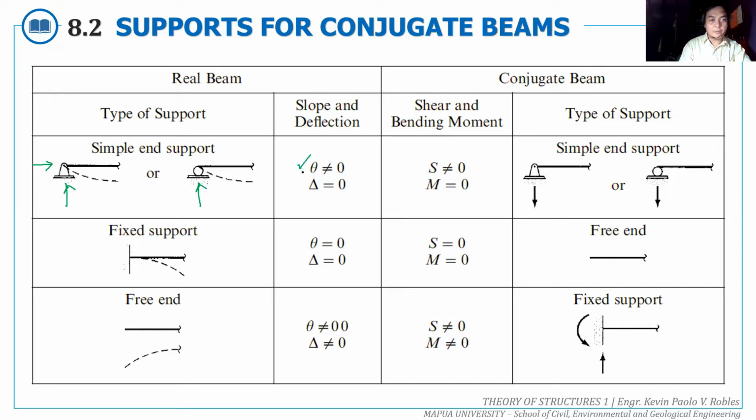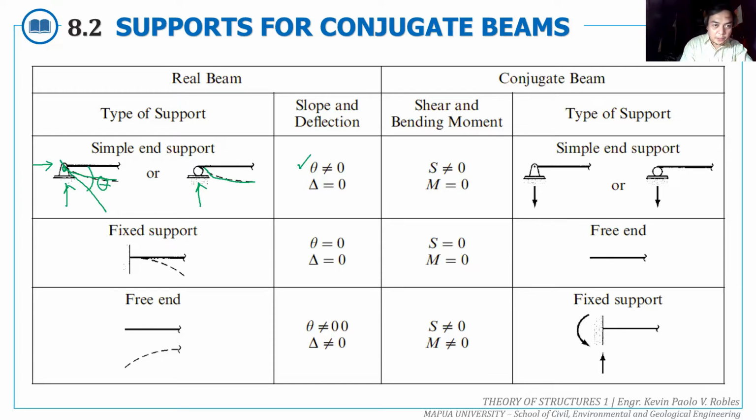The slope there would be non-zero. Meaning to say, if I draw the elastic curve of that beam, due to that simple support, the elastic curve would be something like this, diba? If I draw a tangent line at that point, the tangent line would be something like this, and it has an angle, theta, or slope with respect to the horizontal. So that means theta is not equal to 0.